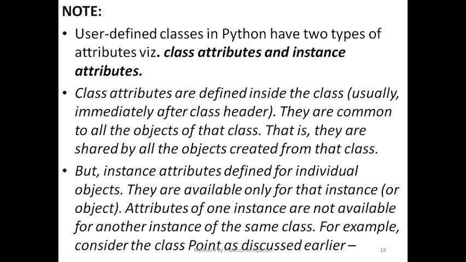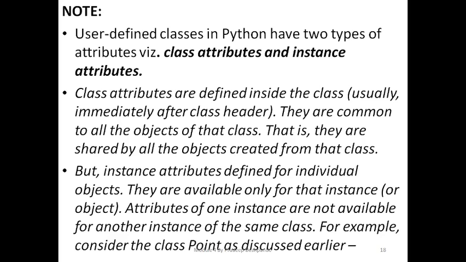There is some note here. User defined classes in Python have two types of attributes. Attributes means variables. So class attributes and instance attributes. Class attributes are different and instance attributes are different. Class attributes are defined inside the class. They are common to all the objects of that class. That is, they are shared by all the objects created from that class.